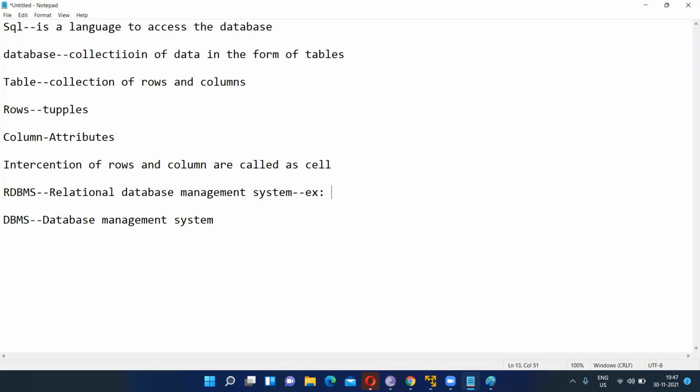Suppose I take examples: Oracle, SQL Server, MySQL, DB2, Teradata, all are RDBMS. And examples of DBMS are FoxPro, FoxBase, or dBase. In real time, we will always learn RDBMS, where the relationship between the tables is maintained. DBMS was used previously and now it is not used, and there was no relationship between the tables.